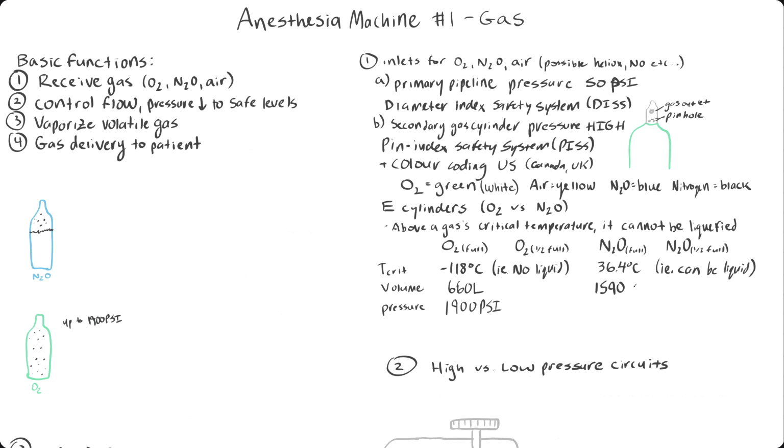A full nitrous E-cylinder will be 1590. And these are the same physical size, but it just carries more gas because it can be compressed into a liquid. However, the pressure inside this tank, this 745 psi, is the saturated vapor pressure of this, meaning that it is the pressure that a gas form above a liquid in an enclosed container will exert on that container. You can also conceptualize this as the pressure that this gas will exert as it's trying to go from a liquid to a gas state.